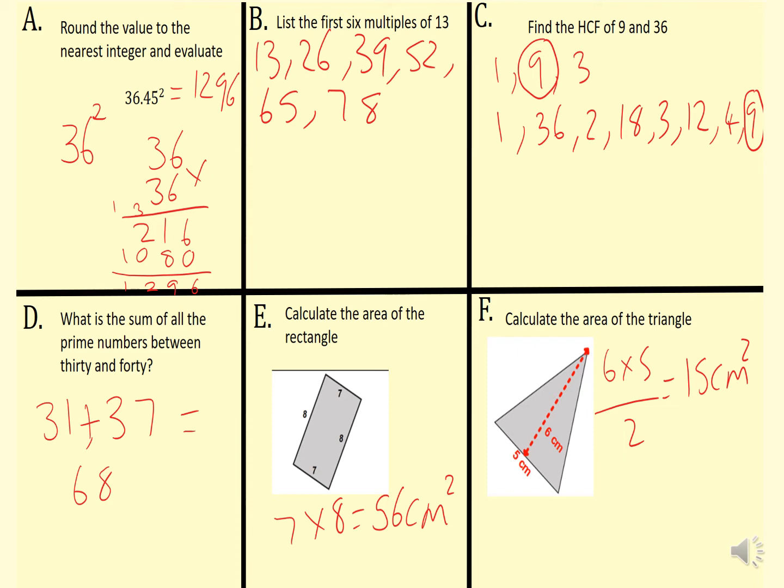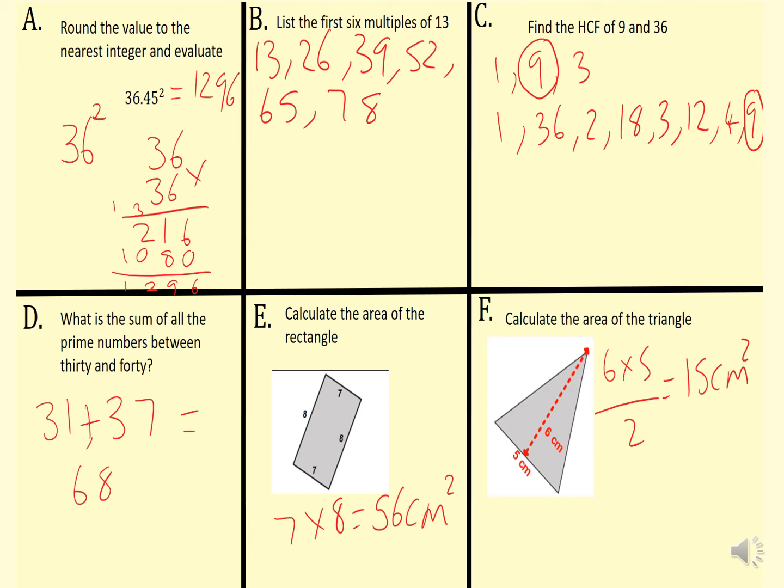So if it's 5 or above, you round up. If it's less than 5, you keep the number as it is. So you keep 36 as it is. Then you have 36 to the power of 2. To the power of 2 means you times the number by itself. So it's 36 times by another 36. You use your column multiplication to do that.